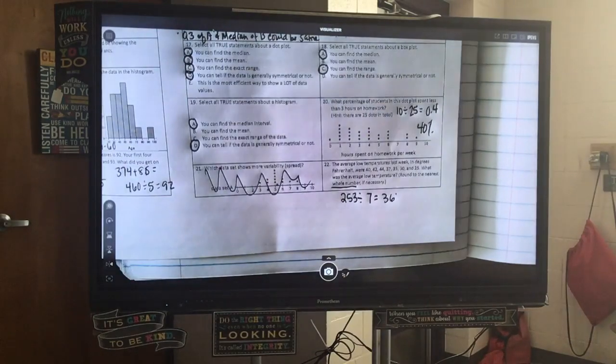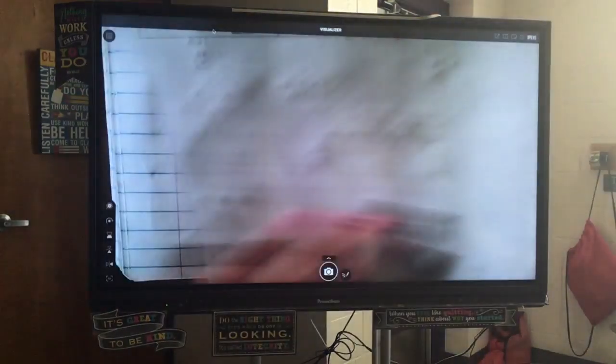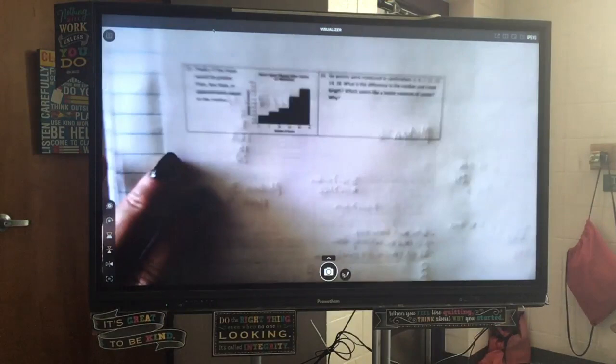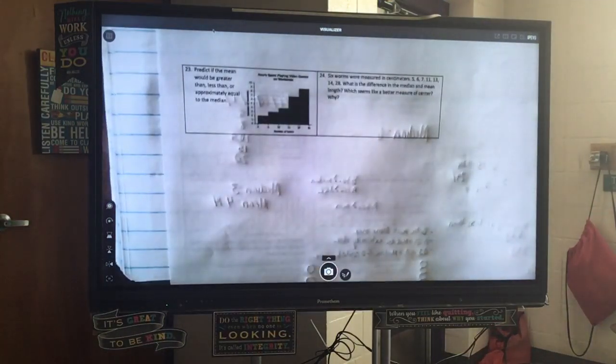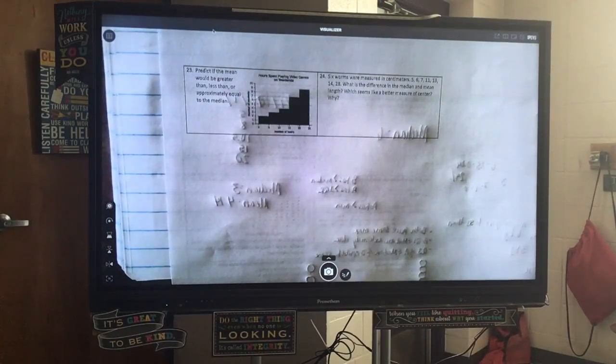All right, questions? We're getting there. Put a dot above 36 degrees. All right, so 23 says predict if the mean would be greater than, less than, or approximately equal to the median. Take a minute, think about this, considering what the last one was.